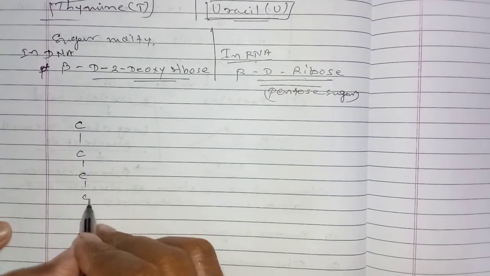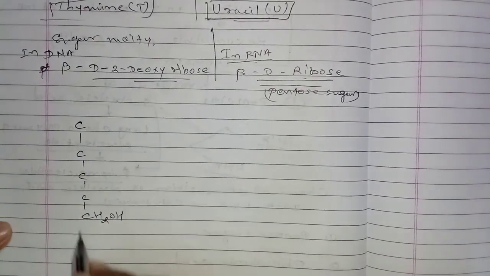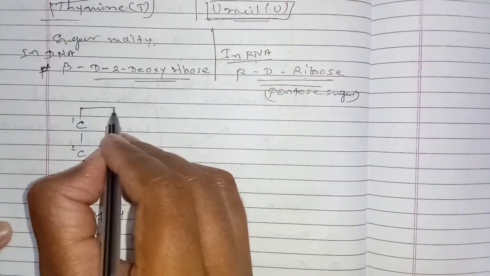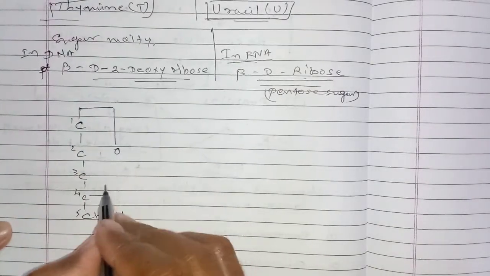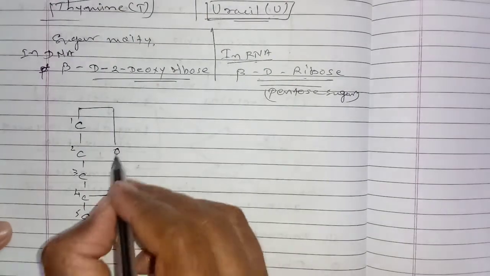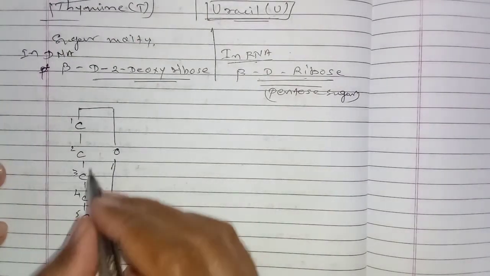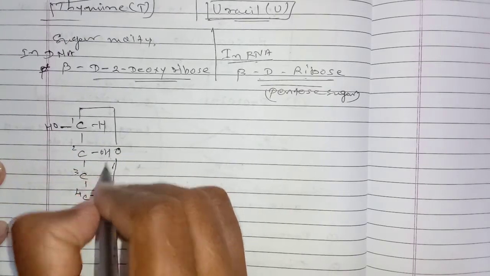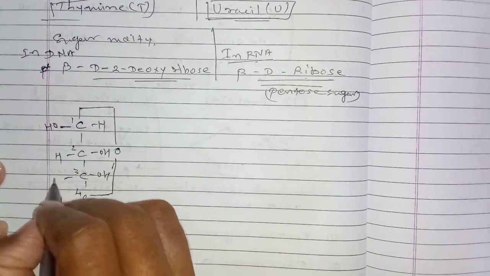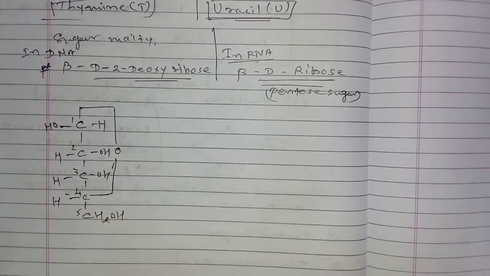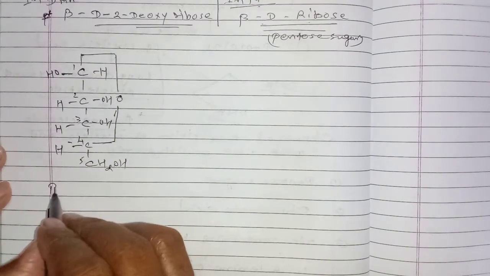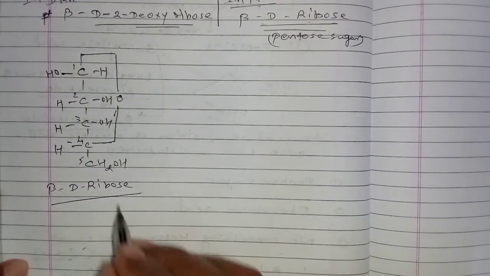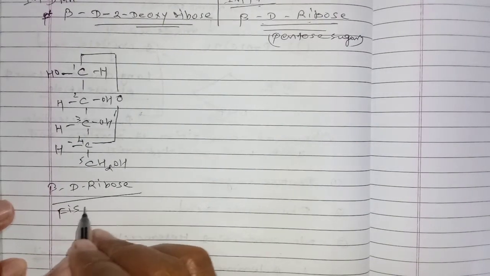Here the 5 carbon chain, 1, 2, 3, 4 and 5. First carbon and fourth carbon attach with oxygen atom. And this is the structure of beta D ribose, and it is the Fischer projection.